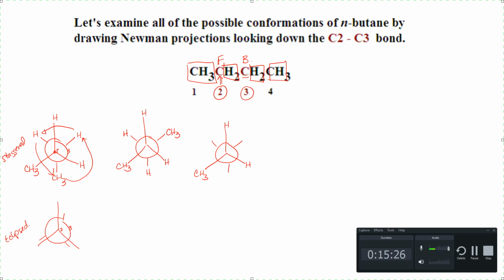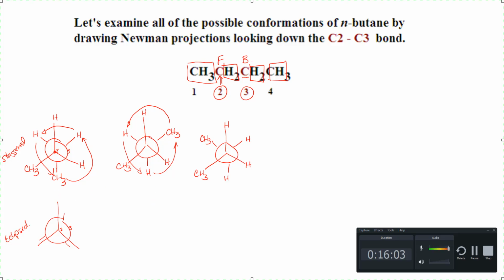staggered conformation of butane. Now, I can do that one more time by rotating this methyl group to this position. That will rotate this hydrogen down here to this position and rotate this hydrogen up here to this position. So these are the three staggered conformations of butane. Now let's draw the three eclipse conformations, and then we'll come back and talk about all six of them together.